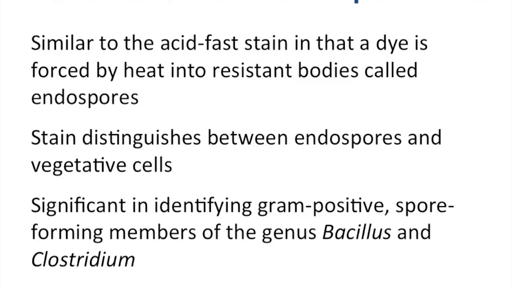The third differential stain is the endospore stain. It's similar to the acid-fast stain, however, it's forced by the heat into the resistant body, because the endospore is a very tight tissue that makes the microbe resistant to extreme conditions. So we can use this endospore stain to identify microorganisms such as Bacillus and Clostridium.